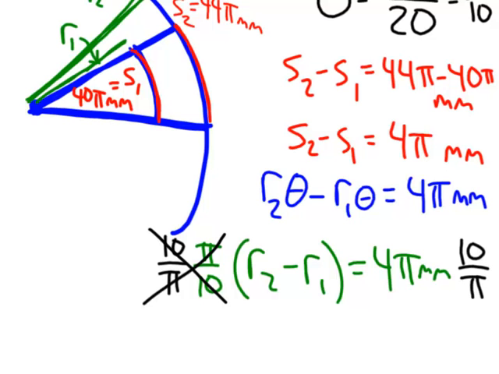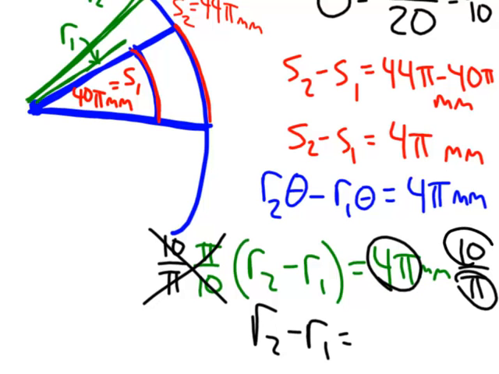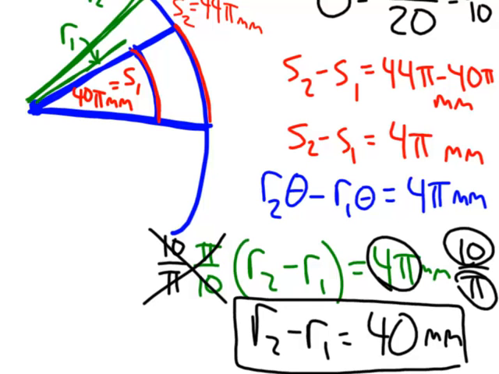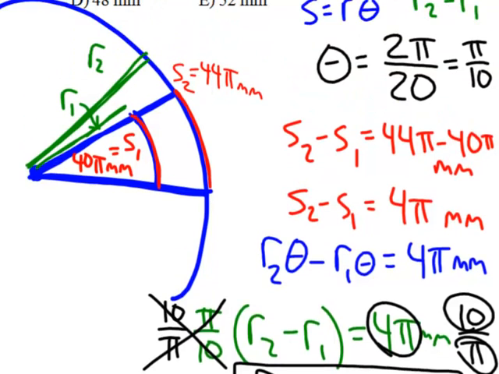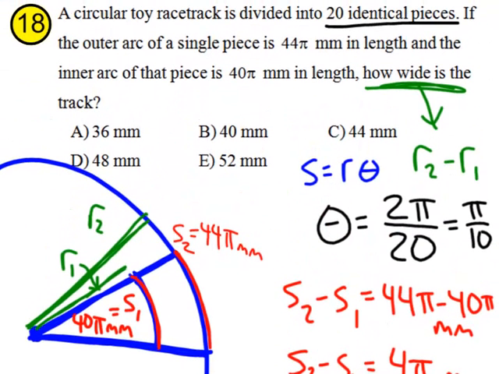Cancels out. And what I have is R2 minus R1 equals 4 pi divided by pi gives me 4, times 10 gives me 40. 40 millimeters. That is the width of our track. So let's scroll back up here. And 40 millimeters, our answer is B.